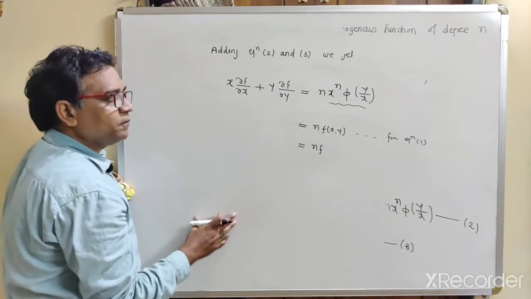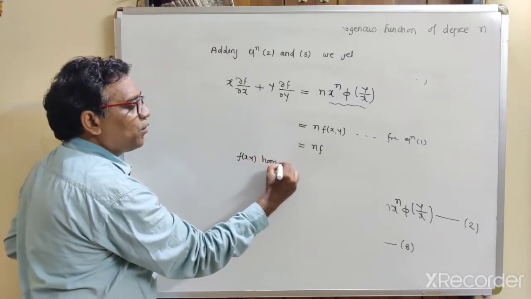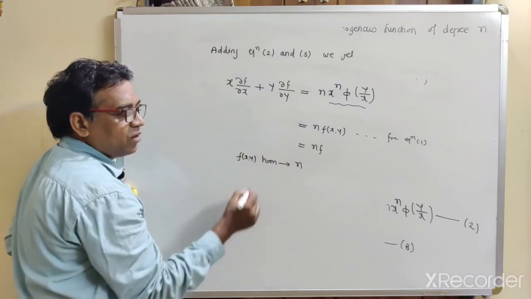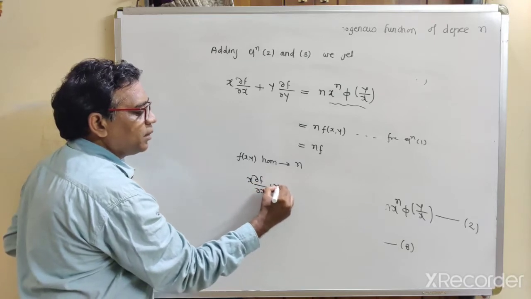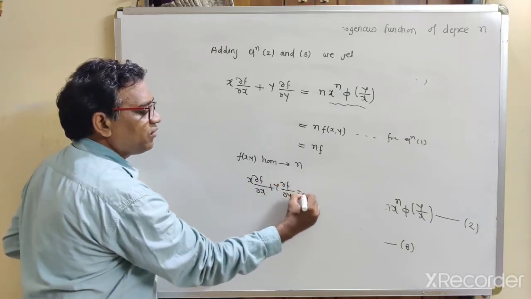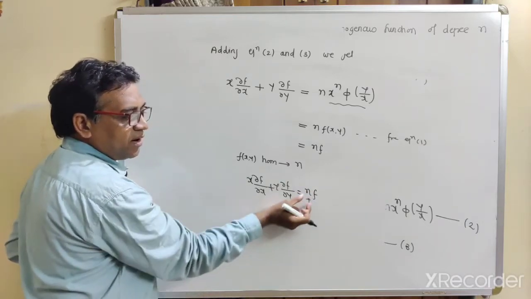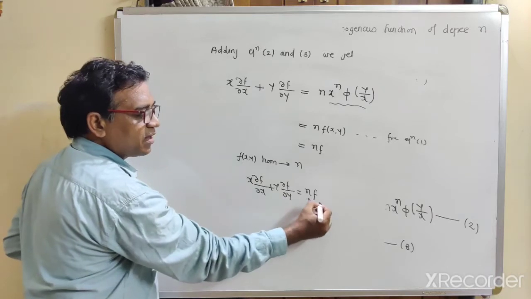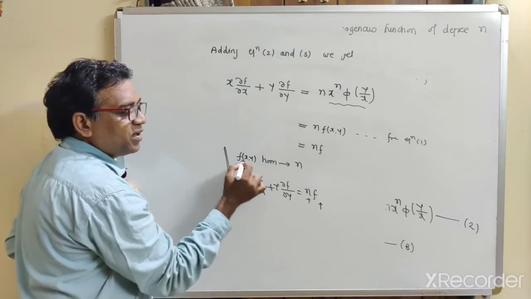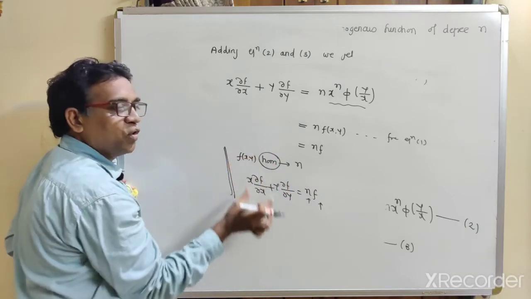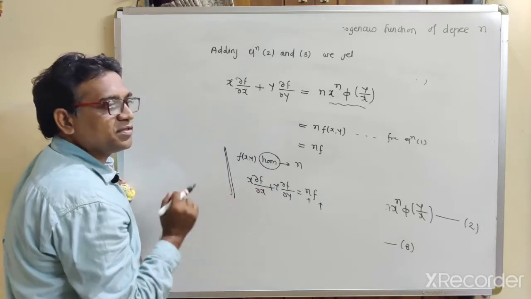So see what Euler's theorem is. If f(x,y) is a homogeneous function of degree n, then the statement of Euler's theorem is x into del f by del x plus y into del f by del y is equal to nf, where n is the degree of that homogeneous function and f is the homogeneous function. So first of all, note this: Euler's theorem is applicable only for homogeneous functions. For non-homogeneous functions, we cannot apply Euler's theorem.